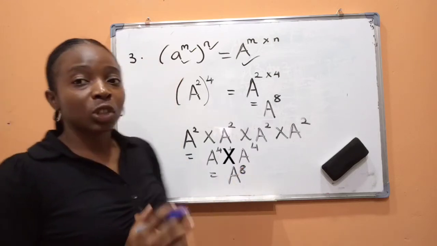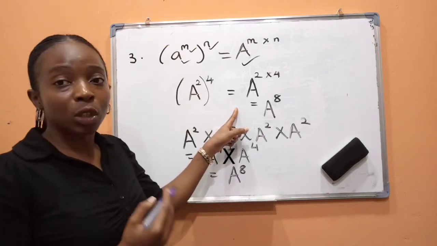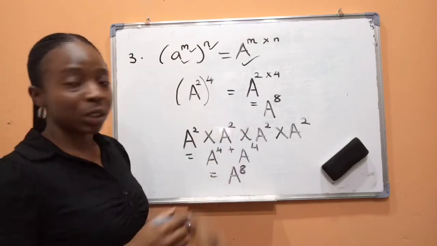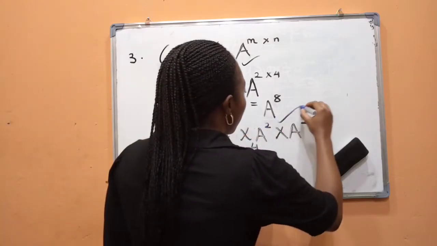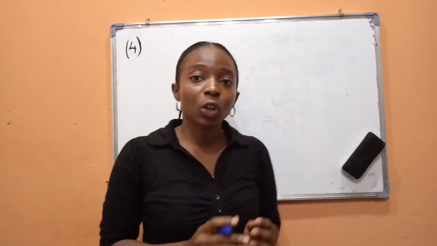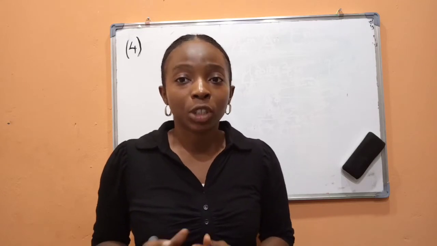So in order to simplify things, we just go with this first method. That's what the law of indices does. It comes to simplify numbers that have indices or exponents. So how about the fourth law? In the fourth law, it states that any number raised to the power of 0 is 1.